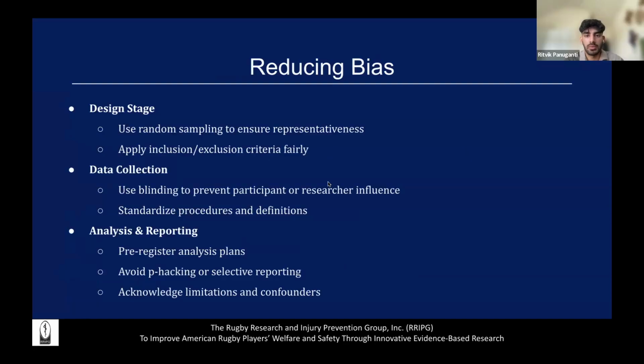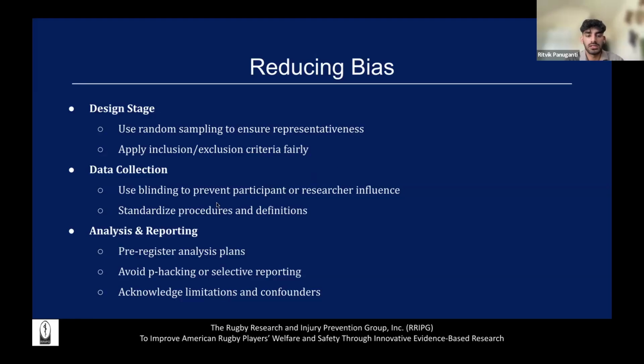So what are some ways you can reduce bias as a researcher when you're conducting your own research study? In the design stage, one thing you can do is use random sampling to ensure representativeness, and also apply inclusion-exclusion criteria that are fair and clear before you begin. During data collection, use blinding to prevent participant or researcher influence. Basically, blinding is when the participant, researcher, or the data analyst doesn't know who's in each group. This will also reduce bias.